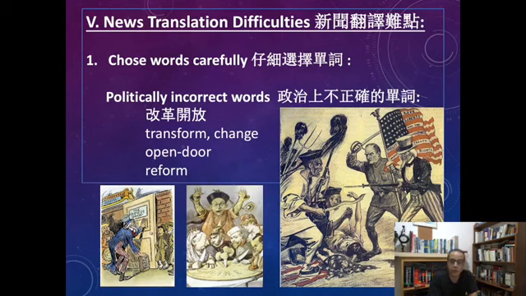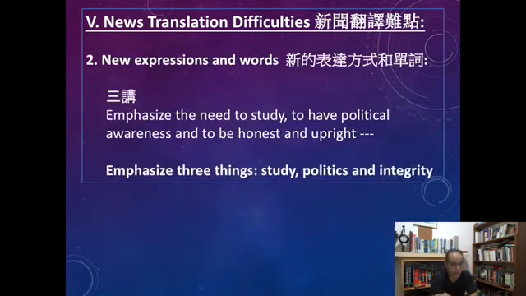There are always new expressions and words you come across to translate, especially in politics, like for example, Sanjiang. How would you translate Sanjiang? Emphasize the need to study, to have political awareness, and to be honest and upright. It's very long, even though in Chinese it's only 2 words. So you can shorten it to say just emphasize 3 things: study, politics, and integrity.